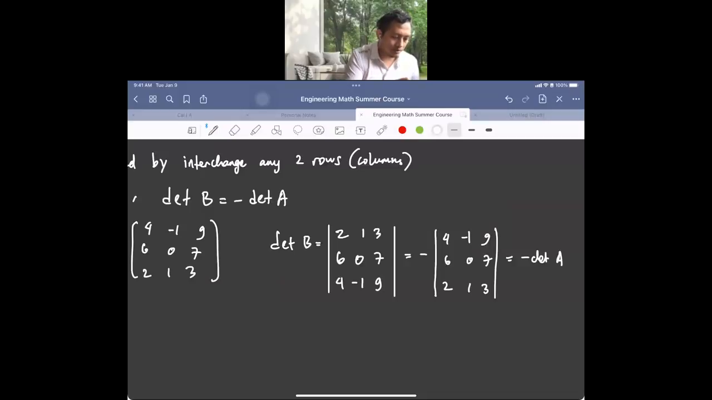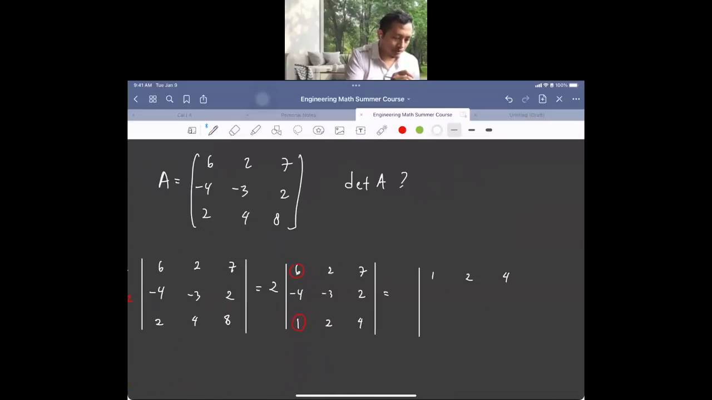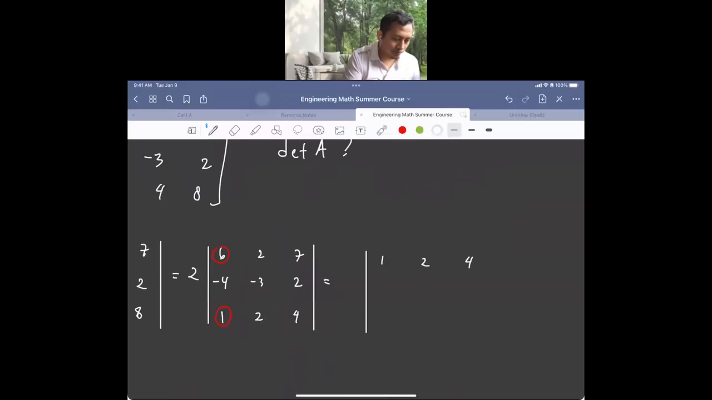Okay, so row reduction. So we are going to exchange this. So instead of 2, we have negative 2 outside, okay, because we interchanged rows.